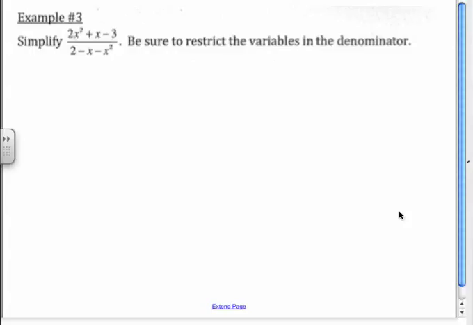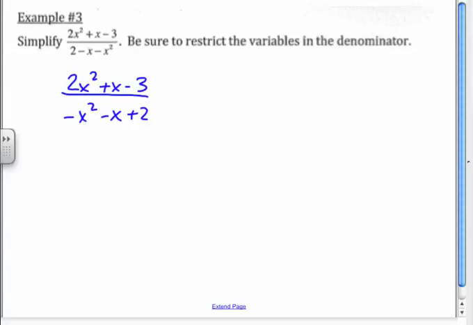The first thing we need to do is write that denominator in standard form. So I've got 2x squared plus x minus 3, and negative x squared minus x plus 2. So I wrote it in standard form. Does anybody see what I don't like about that right now? What do you think, Aaron? There's a negative in front of the quadratic term on the denominator.